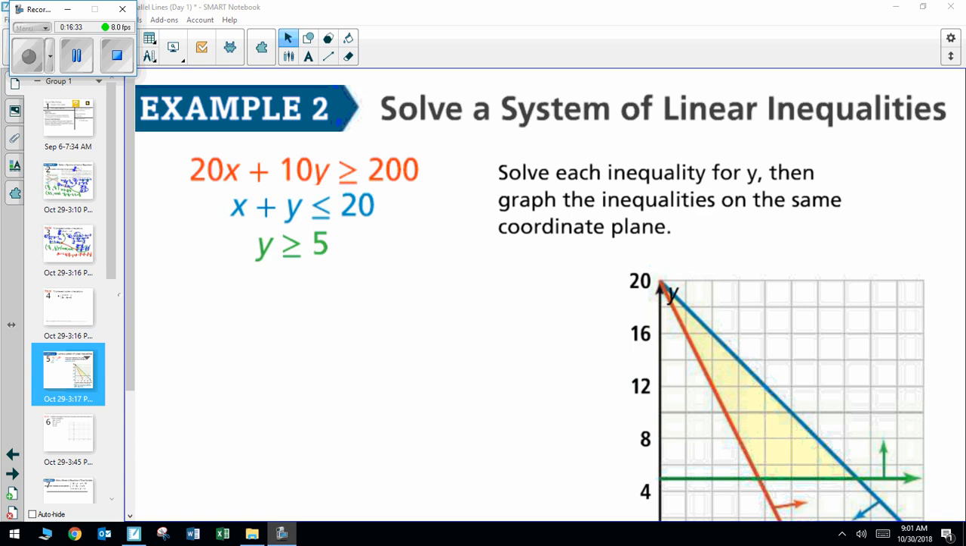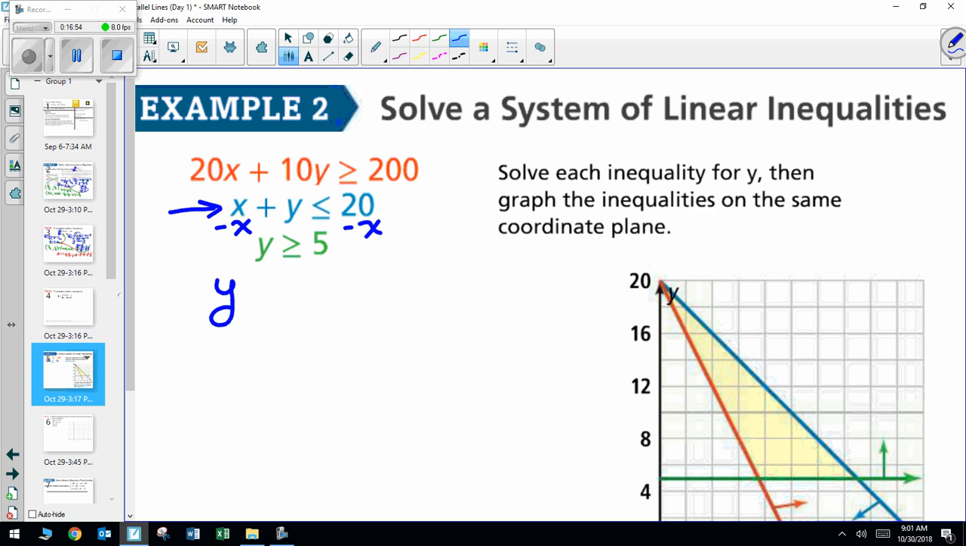The middle one, if I want to solve for y, what do I have to do? Divide by 10. For the middle blue one, if I want to get y by itself, I need to minus the x from both sides. Okay? So for that blue one, if I subtract x from both sides, I get y is less than or equal to 20 minus x. Or you could say -x plus 20 if you prefer seeing it in slope-intercept form. These are the same thing. You can flip-flop it, it's still equal.